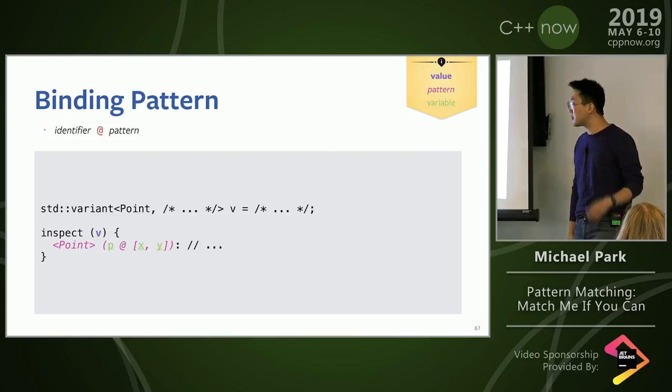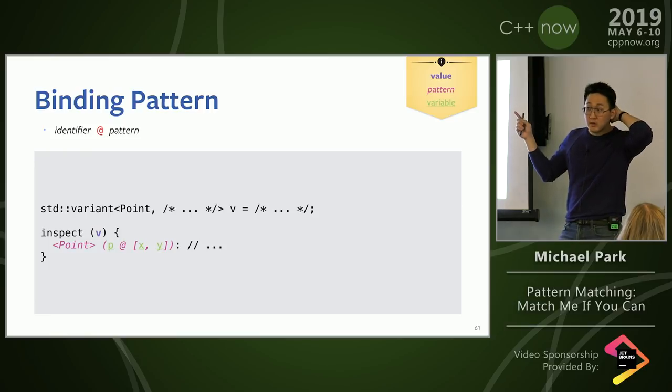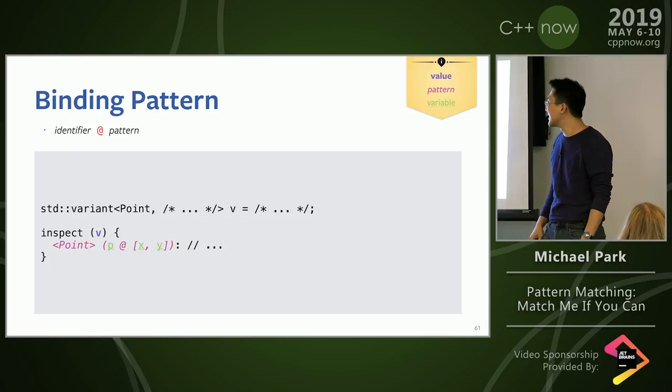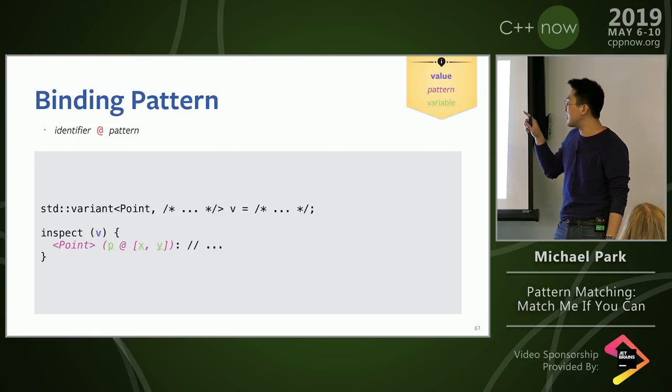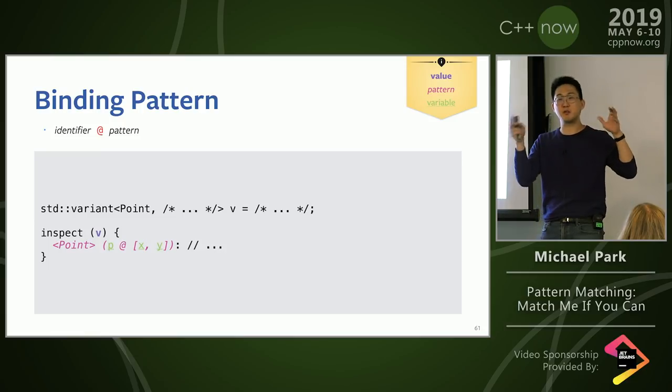So binding pattern, some of these are convenience patterns, where in this case we're saying identifier at pattern. The at is red because I don't think we'll get at, because it's outside of the current character set. So we might have to fix something else. But the idea here is that sometimes you want to match on something, but you still want the whole or the part that you were matching on.